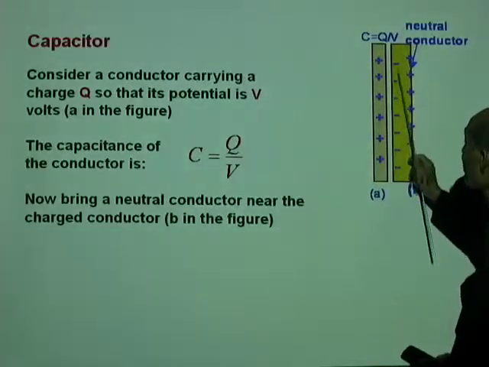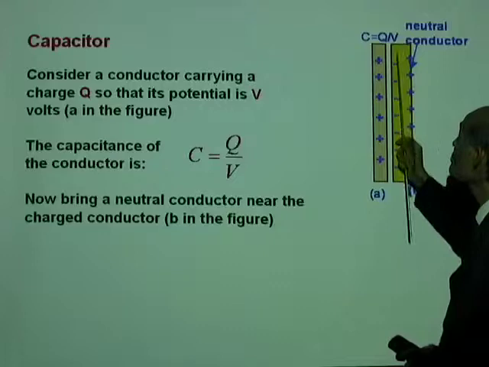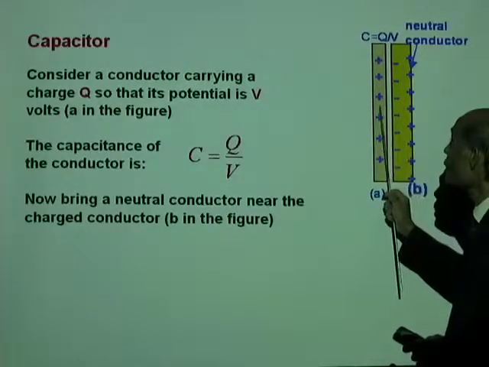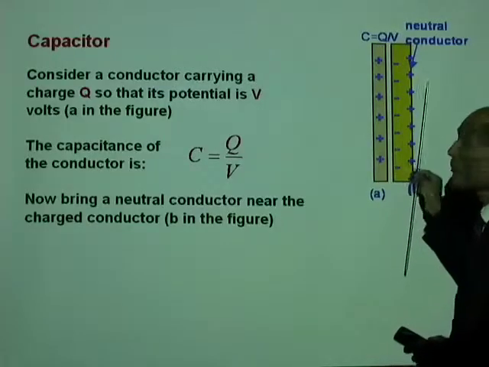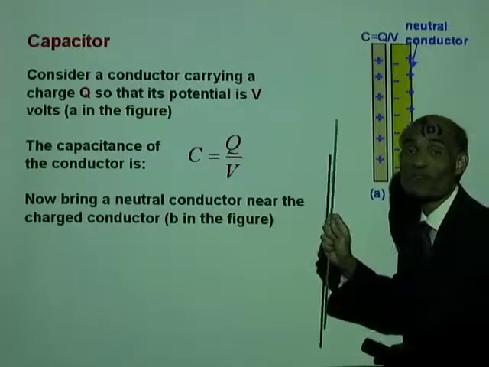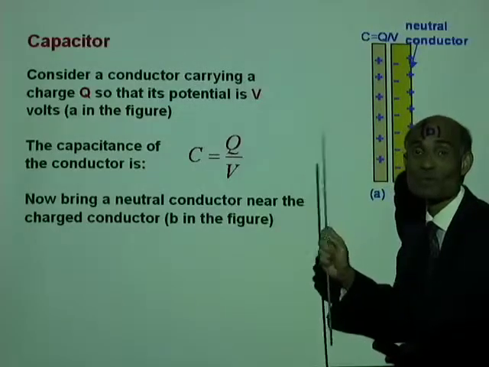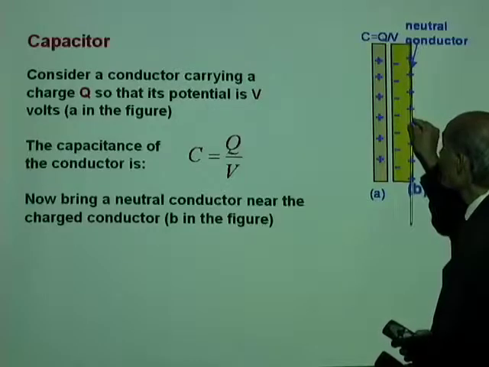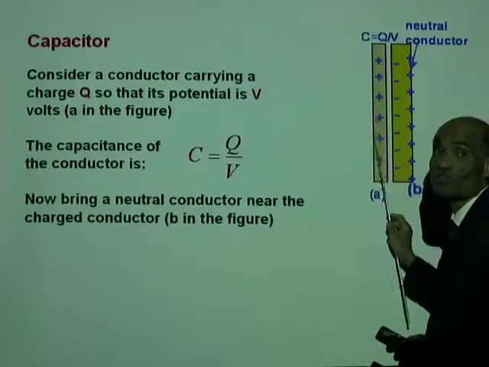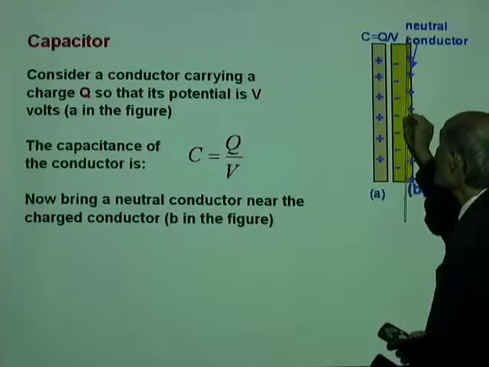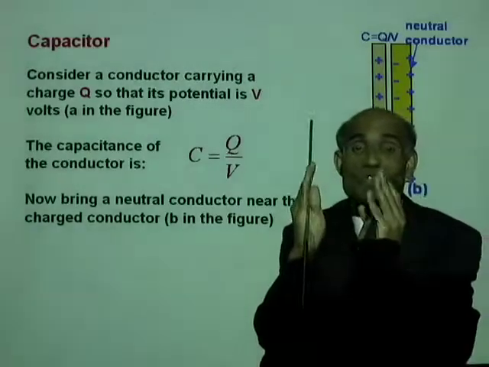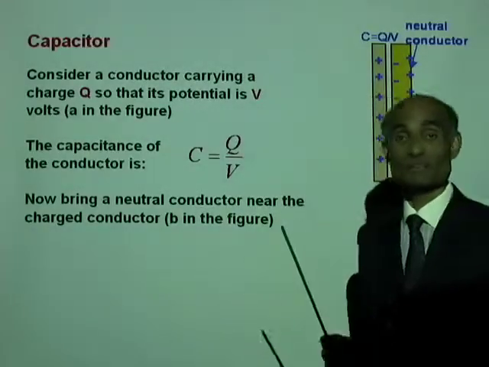Now here I brought a neutral conductor. This is a neutral conductor. But the moment you bring a neutral conductor close to this charged conductor, inside the neutral conductor, polarization of charges will take place. What is polarization? Negative charges will move so that they reside close to the positive charged object, leaving the other end positively charged. You have a split of charges in the neutral conductor.